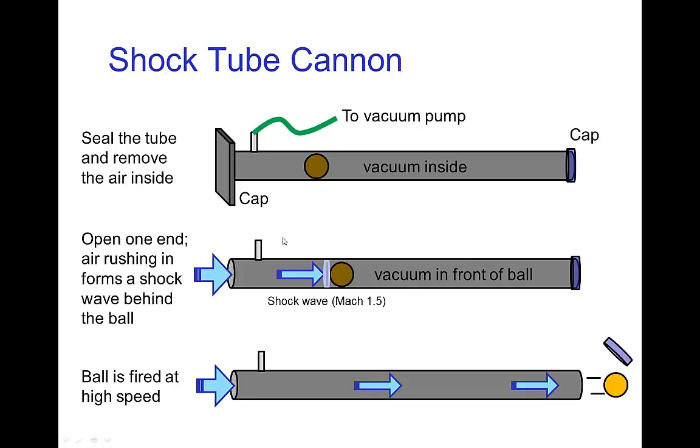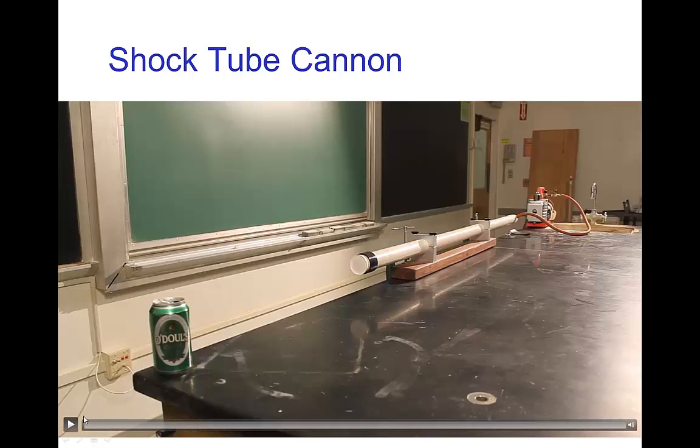Then to fire this cannon, we open one end, then a shock wave forms as the air rushes in. That shock wave pushes the ping pong ball down the tube. The other end is capped, and so it's basically vacuum in front of the ball. And then when the ball reaches the other end, it's fired at high speed. So let's see what this looks like.